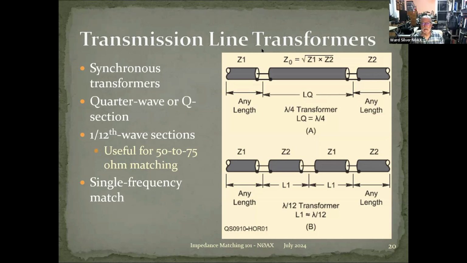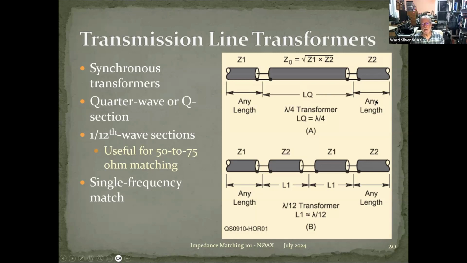If you've got an impedance Z2 and you want to match it to a different impedance Z1, and this can be an antenna or a transmission line, then if you can get a quarter wavelength of coax with an impedance of the square root of Z1 times Z2, called the geometric mean, then the series of reflections that are set up will match Z2 to Z1.